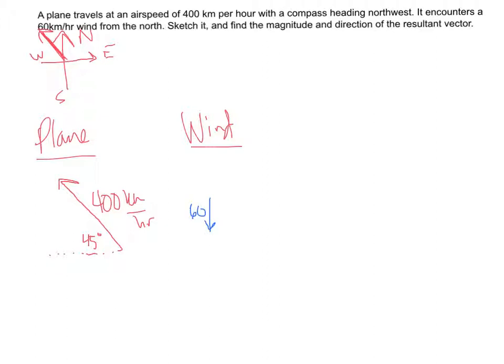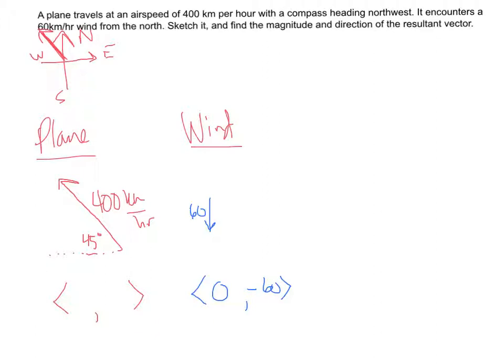So what we're going to do is find the x and y components of each vector, add them together, and that will tell us what the resultant vector, or what the plane, is actually doing. So the wind vector is actually quite easy. There's 0 for the x component. It's not heading left or right at all. It's just going straight down to the south. And so then the y is negative 60. It's negative because it's going down. If it was going up to the north, we'd call that positive.